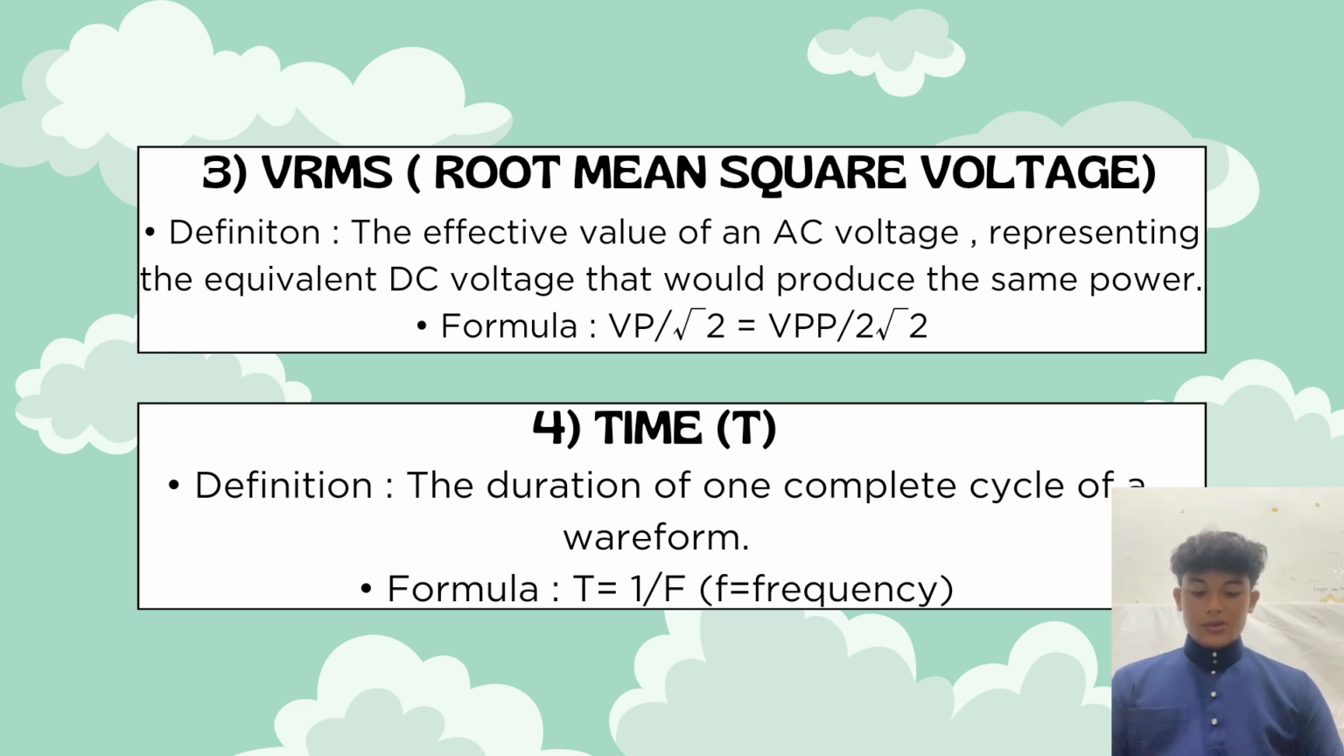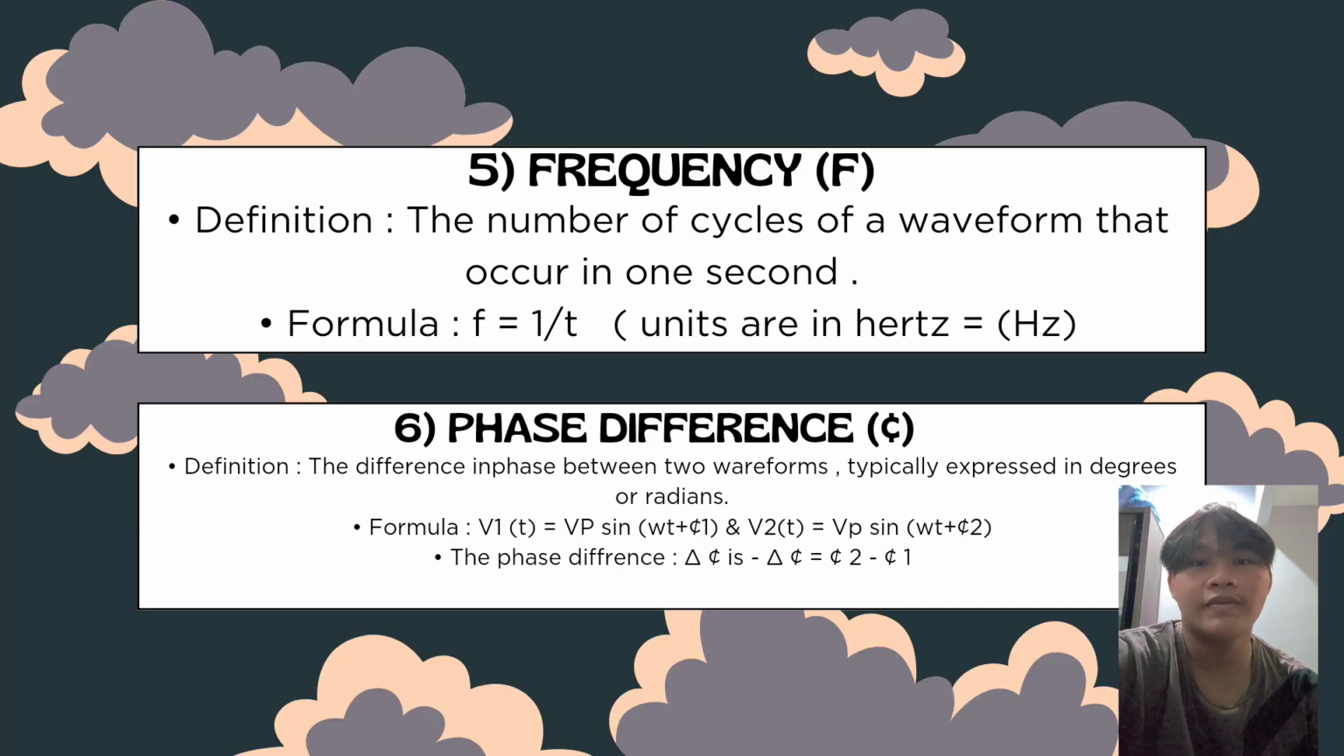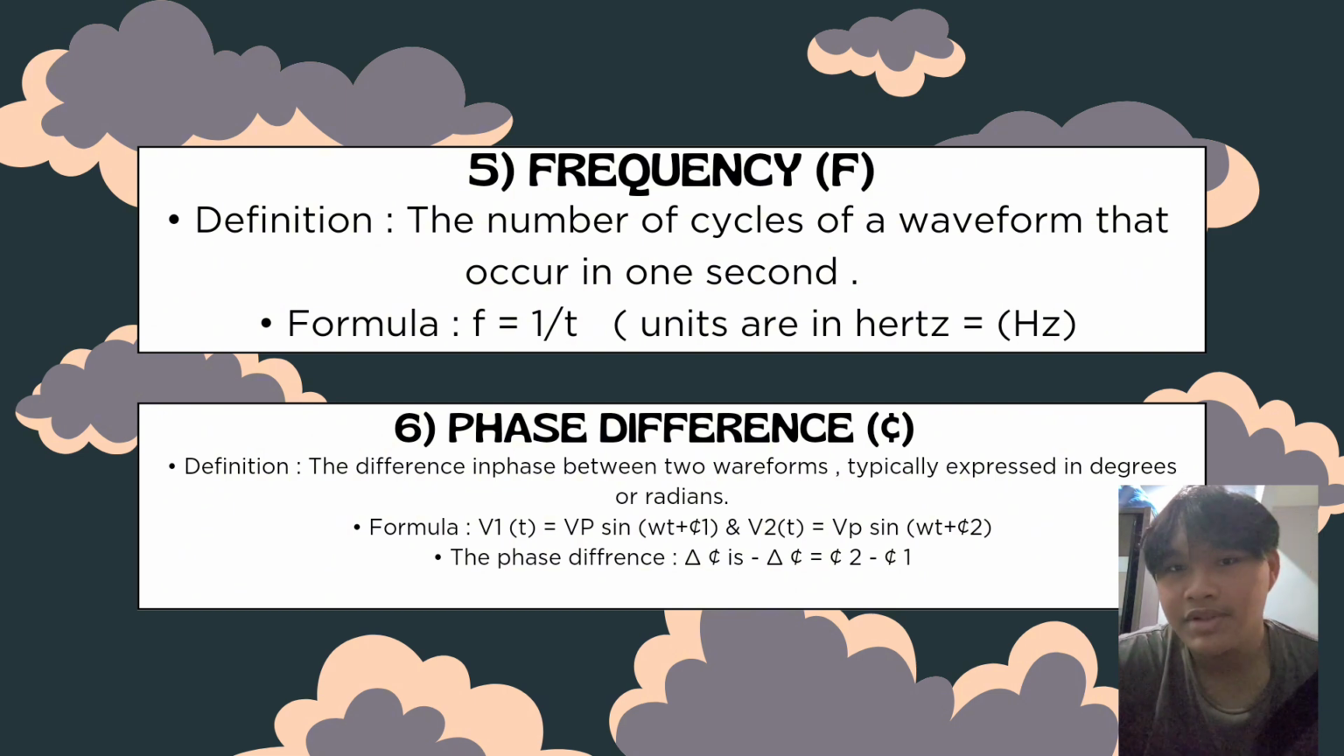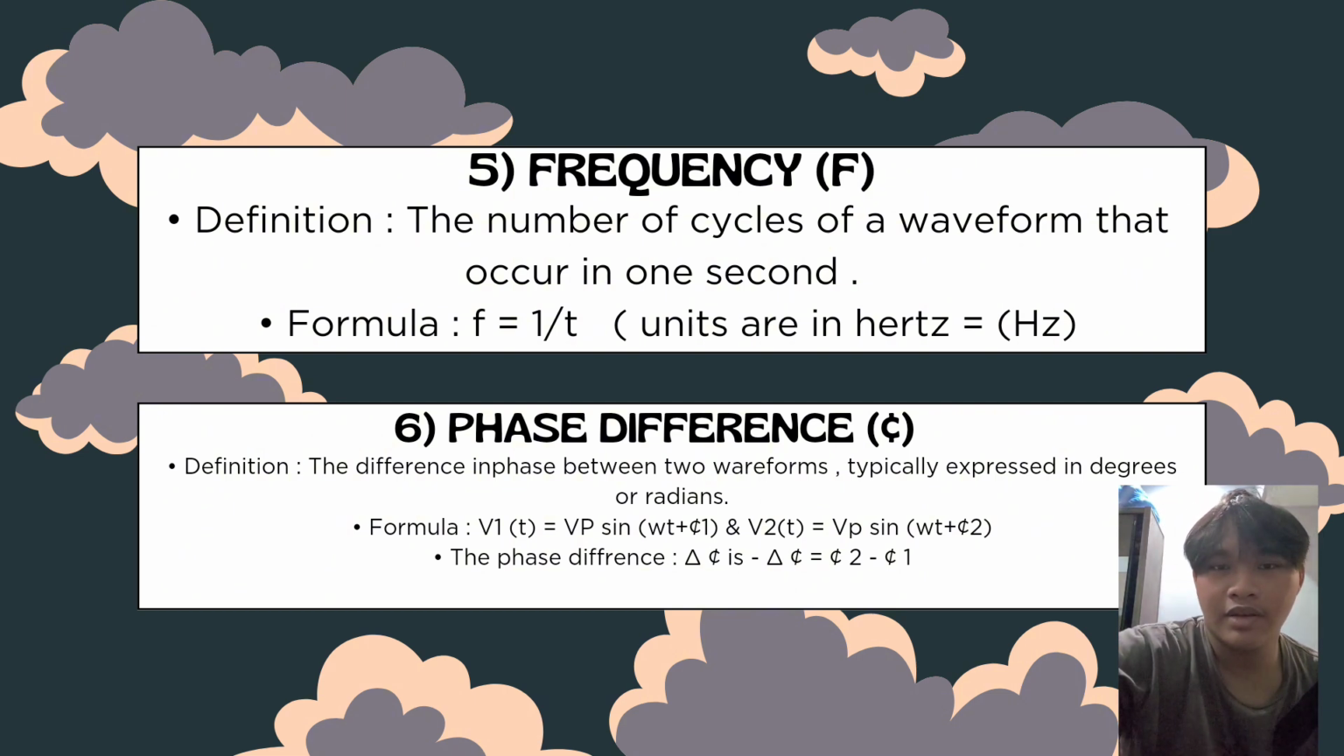F equals frequency. Number 5. Frequency. Definition: the number of cycles of a waveform that occur in 1 second. The formula is F equals 1 divided by T. The units are in hertz. Next is number 6. Phase difference. Definition: the difference in phase between two waveforms, typically expressed in degrees or radians.